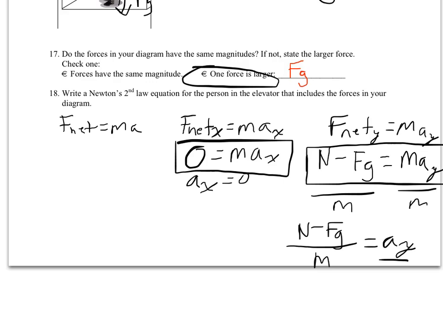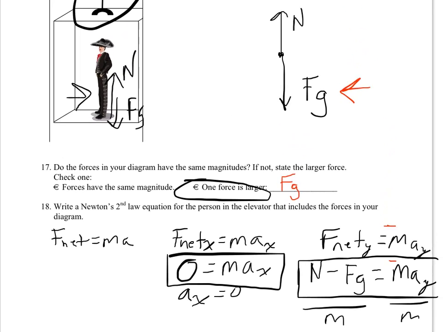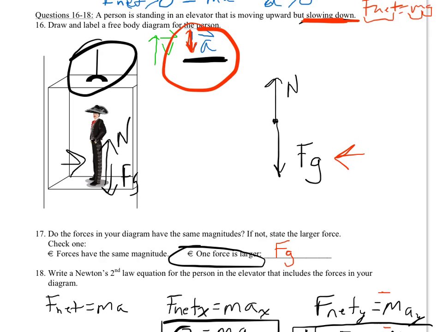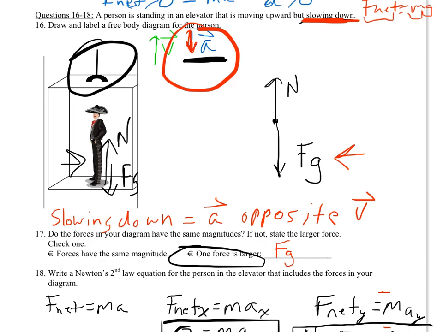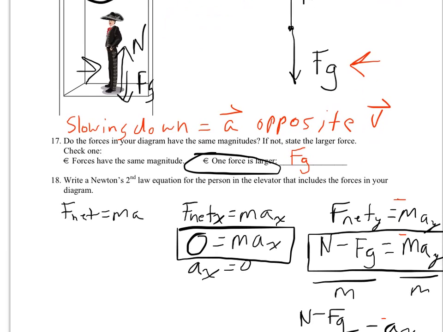And we can know, since the person is slowing down like the problem said, that this would be negative. We drew above that our acceleration is down. And that's something to know. So if you're slowing down, that means you have an acceleration opposite velocity. Slowing down equals a in the opposite direction of v. Your acceleration is in the opposite direction of your velocity. So in this case, the elevator had velocity up, but was slowing down, so its acceleration was down.